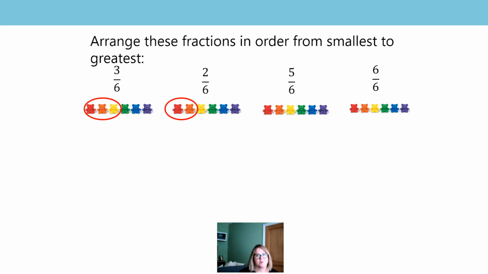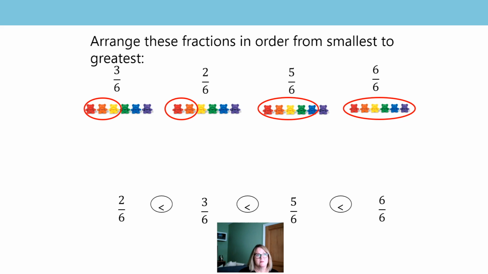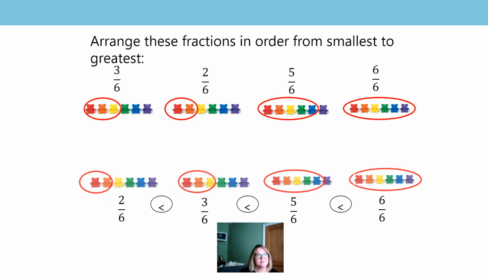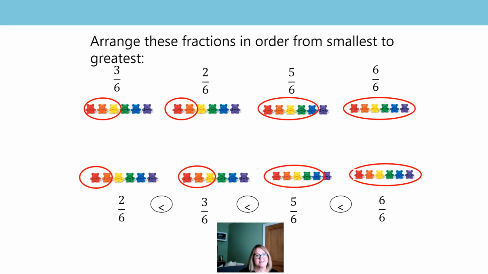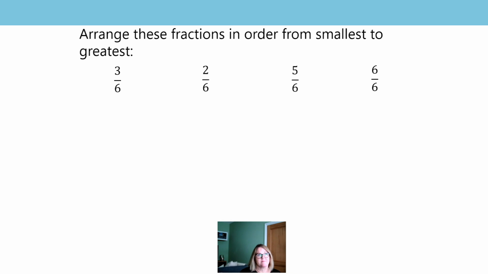How many are we going to circle this time? That's right, 5 lots of 1/6. And in this one, all of them, yes, 6 lots of 1/6. That's all of the sweets. Now we can arrange them in order from smallest to largest or greatest. We've done this already. 2/6 is less than 3/6, is less than 5/6, is less than 6/6. So all those different ways of representing it.